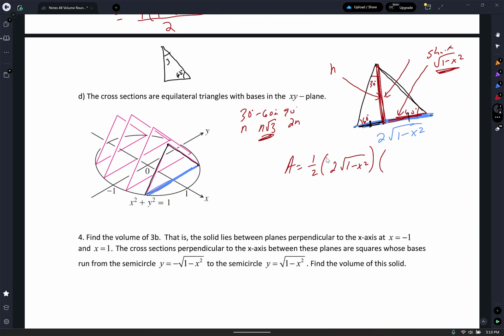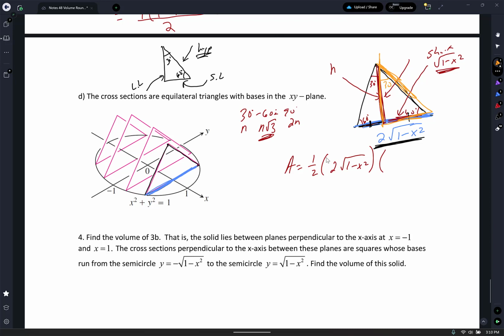60 degrees, 30 degrees. This is the short leg. This is the long leg. And this is the hypotenuse. The hypotenuse has the same length, 2 square root of 1 minus x squared, because all sides are the same, because it's an equilateral. And when I say short leg, I'm referencing just one of these triangles, like that.